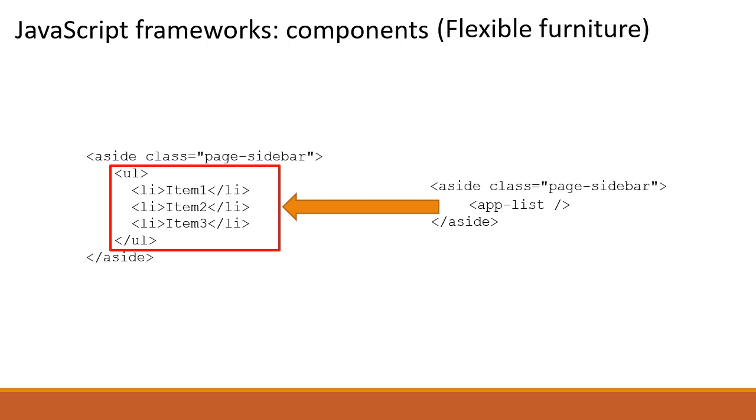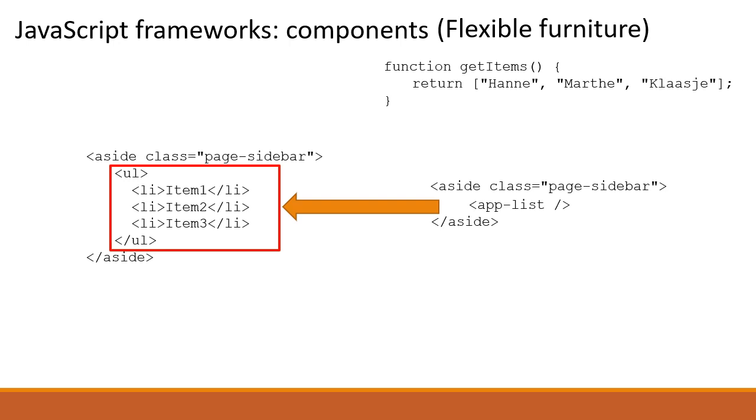Now, when we just have this app list here, it will always create item 1, item 2, item 3. Maybe it's a good idea to make the components more flexible. This app list component should also be able to show other texts.